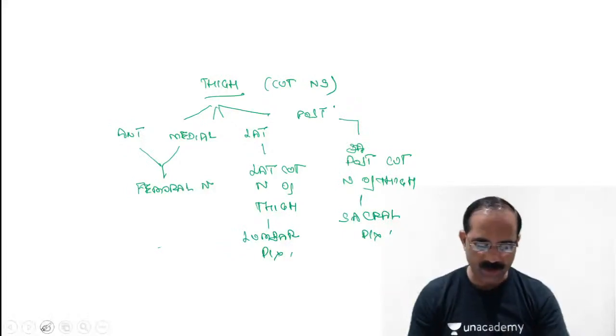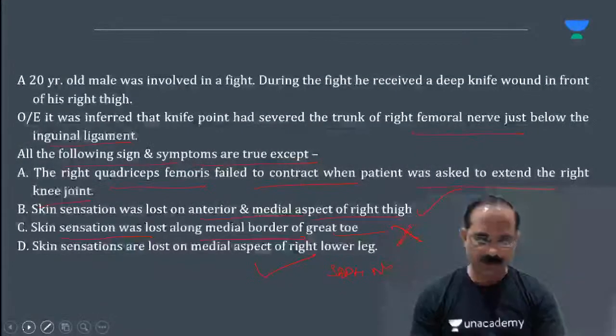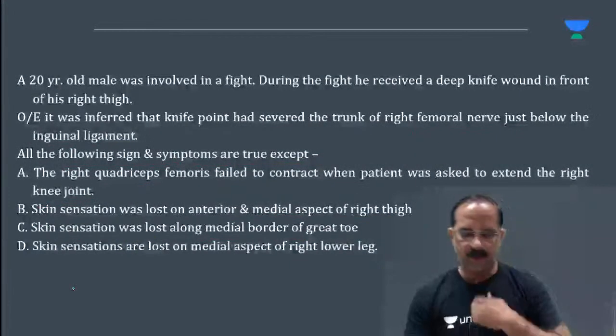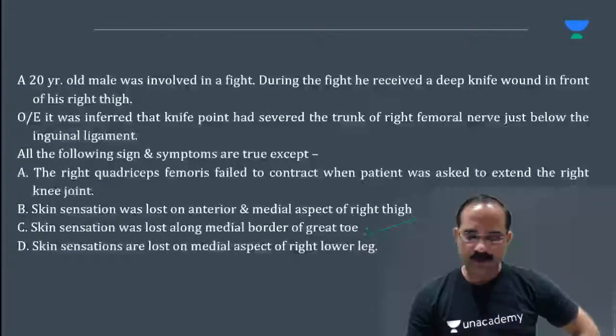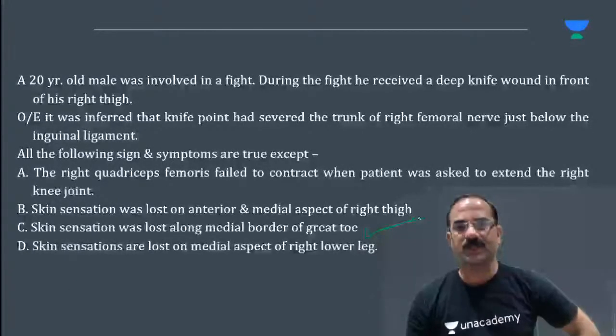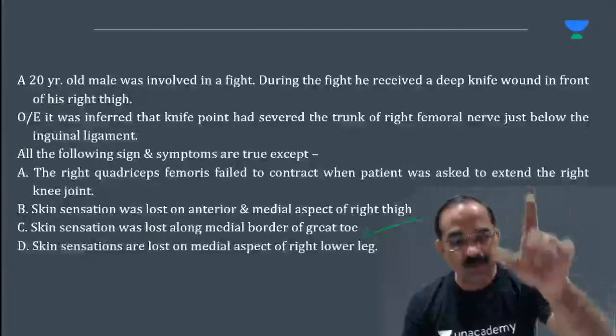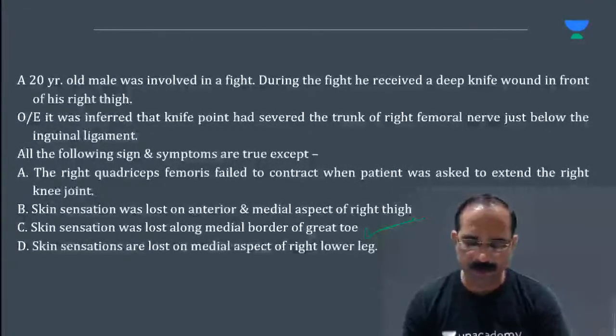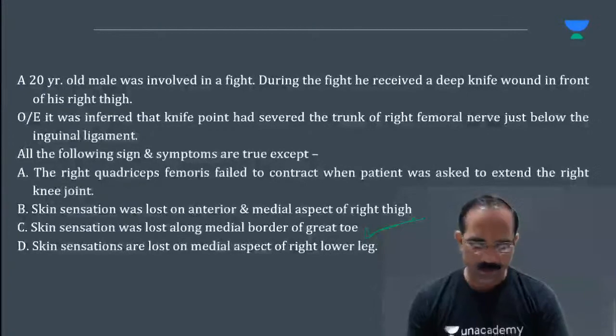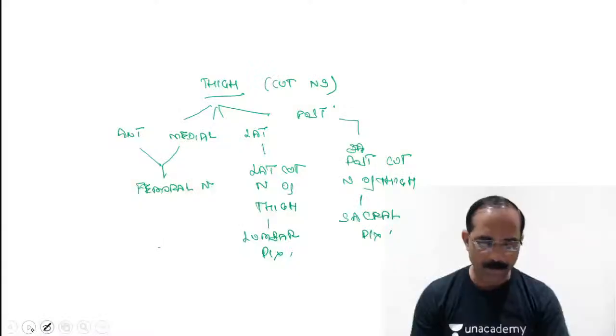Okay, now we go to the next MCQ. Now see this, have another look at this MCQ and just try to understand. So answer would be C from this. C. Skin along the medial aspect of the great toe, that is supplied by superficial peroneal nerve. Superficial peroneal. Is this clear? Okay, we go to the next MCQ then.